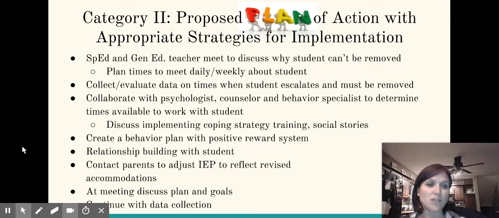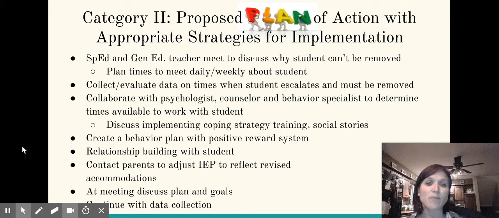If he starts to understand, hey, I'm getting frustrated right now, I'm starting to escalate, what are some steps that he can do in order to de-escalate? Maybe that's taking a lap around the library. Maybe that's running an errand for the teacher, something to help him be able to get himself back to where he needs to be able to keep everyone safe.